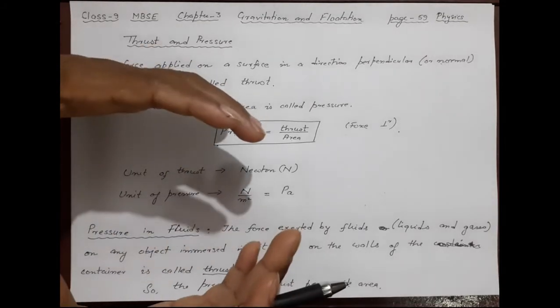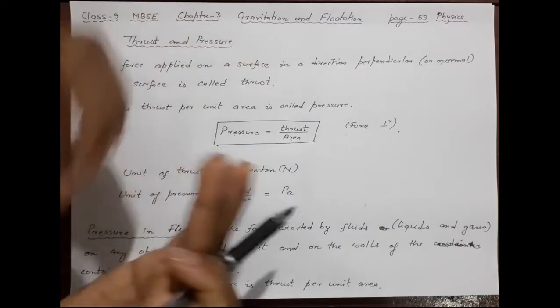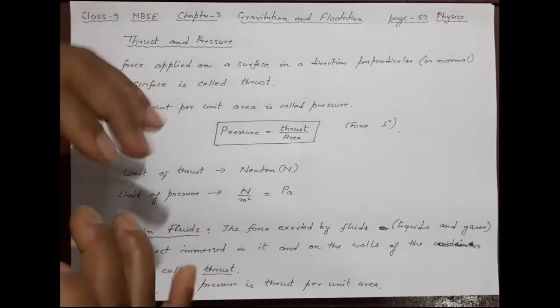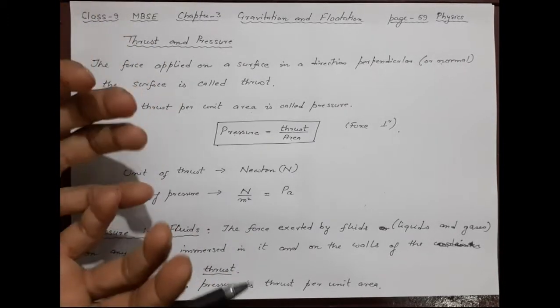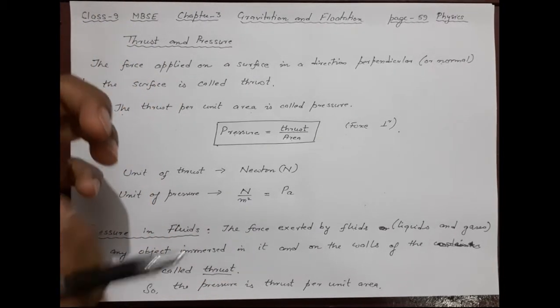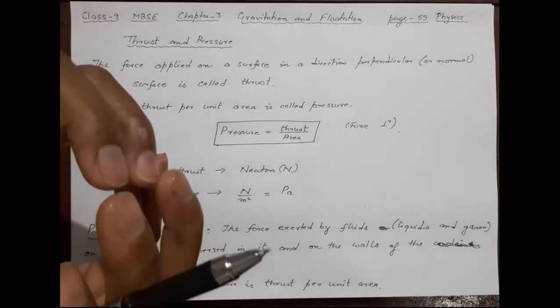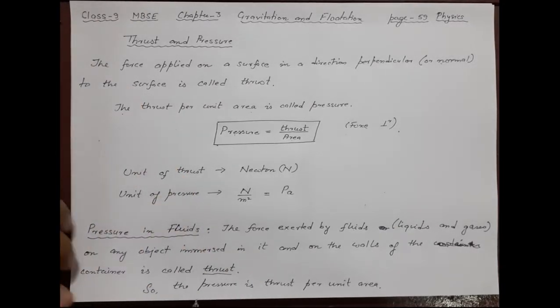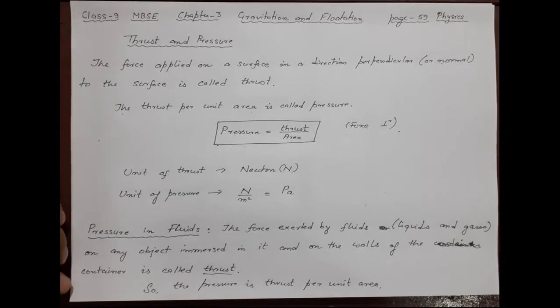If you are putting it inside a container of water, the water will create some pressure on the wall. Left side, right side, up side, down side, everywhere. In case of gas, up, down, everywhere. Inside a balloon also, the balloon's inside gives an outward force to the wall of the balloon. That is called thrust. So that thrust divided by the area is called pressure. Very easy, same concept like this.